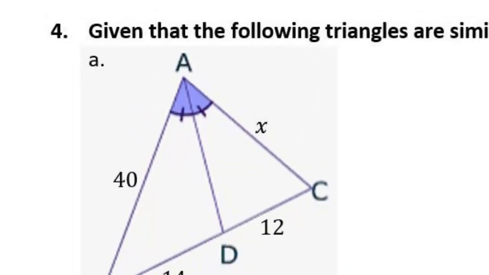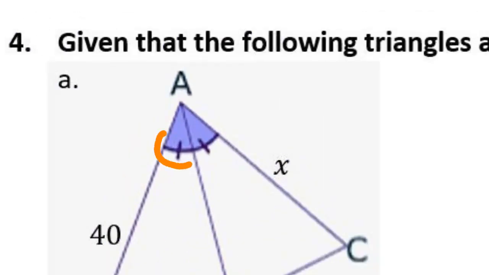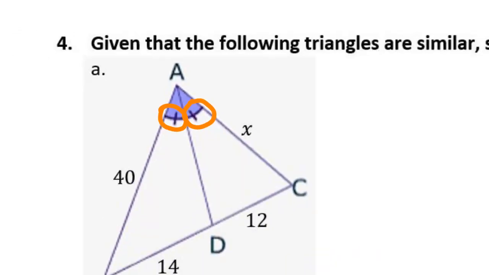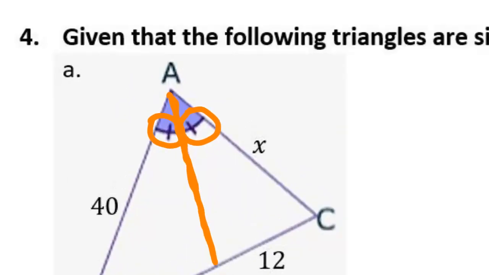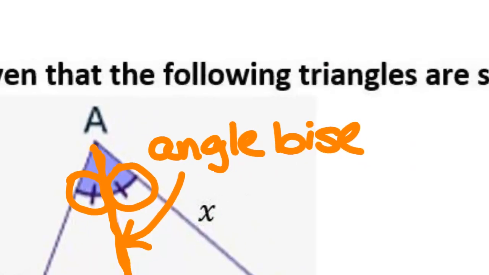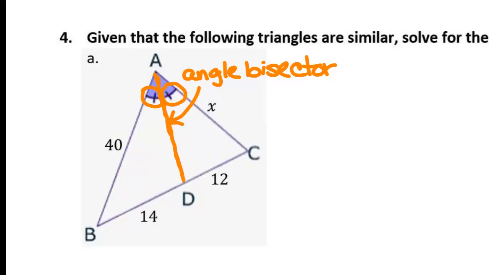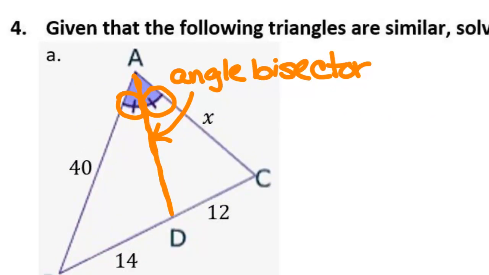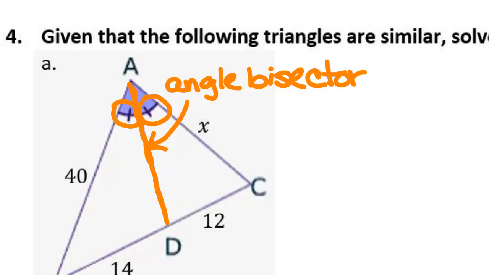So looking at part A, I noticed these things right here. What is this showing me there? Congruence. And there's a line that runs in between them, right? What is this line doing to the big angle if I have two little angles that are the same size on either side? It's cutting it in half. So what would we call this thing? It's an angle bisector. My angle bisector is going to cut my triangle into two smaller similar triangles.